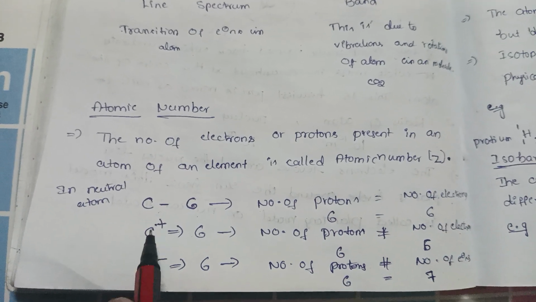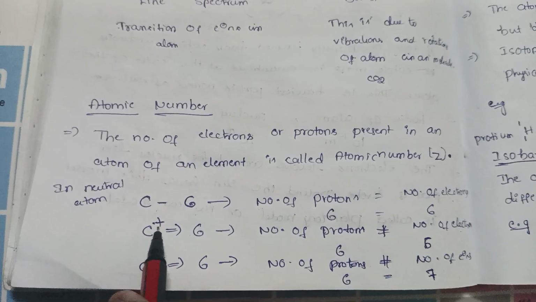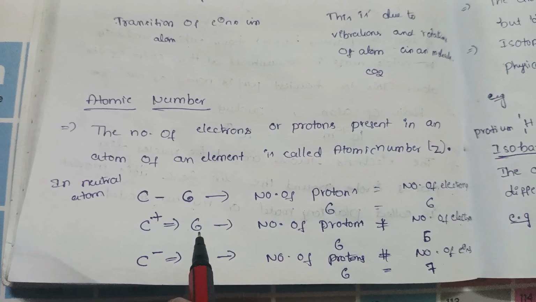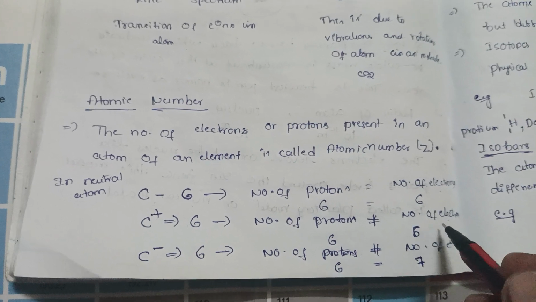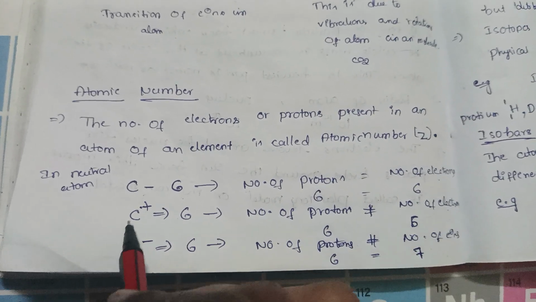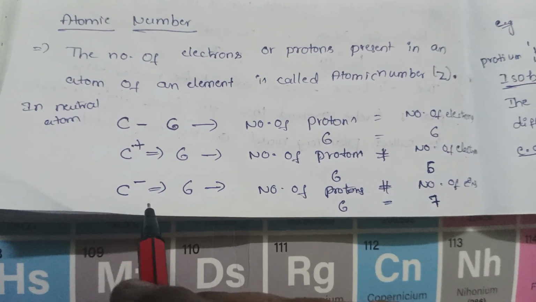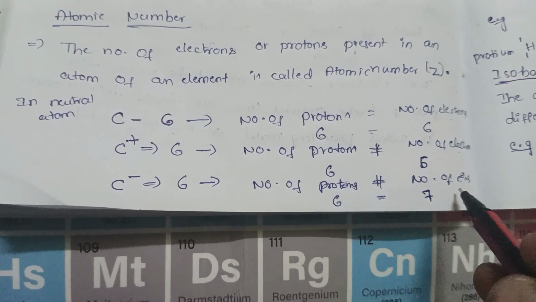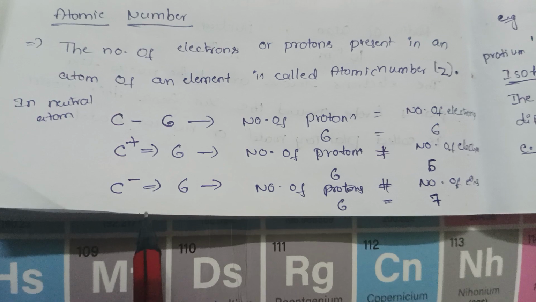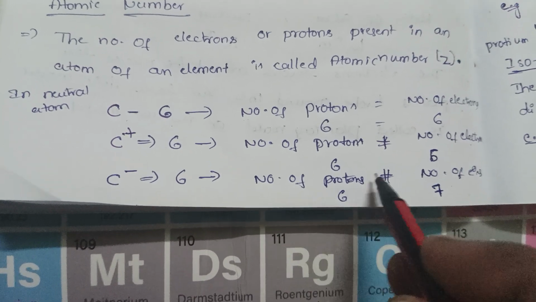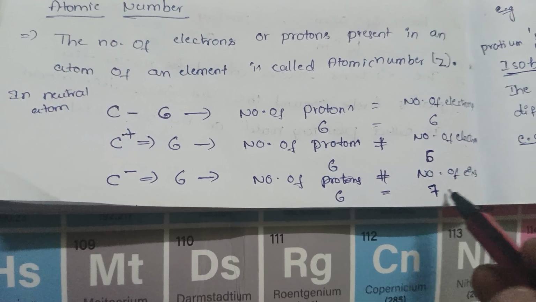If it loses one electron, it will become a C plus ion. Here number of protons 6, number of electrons 5 because it lost one electron. And if we take a C minus ion, number of protons is not equal to number of electrons because here one electron is gained. Here number of protons 6, number of electrons 7.